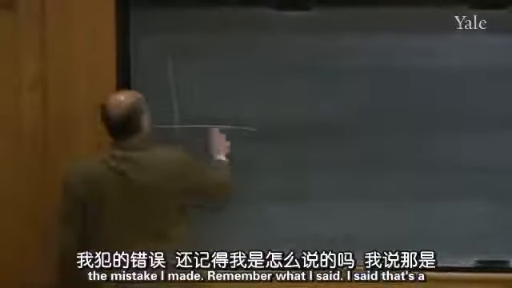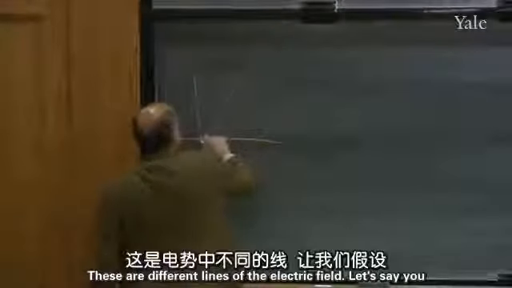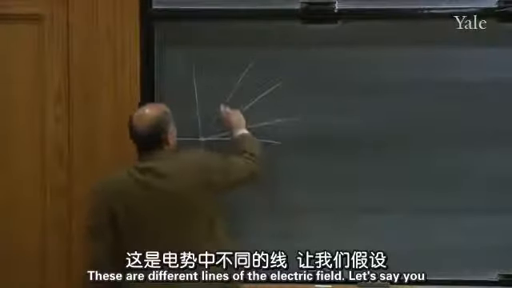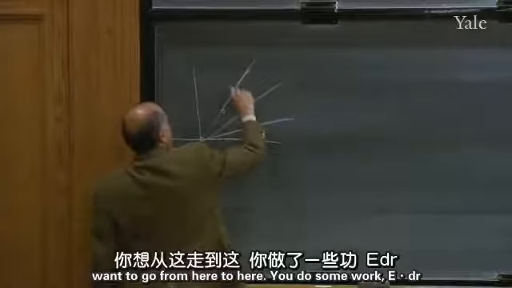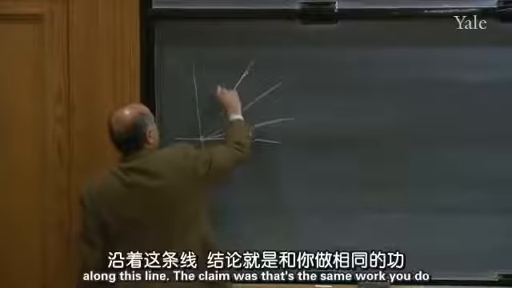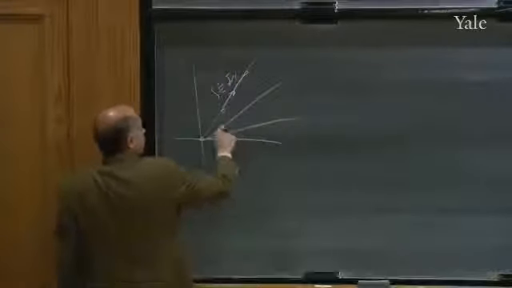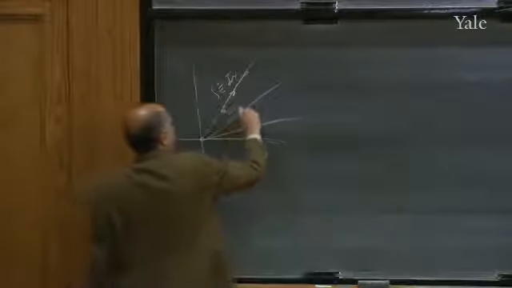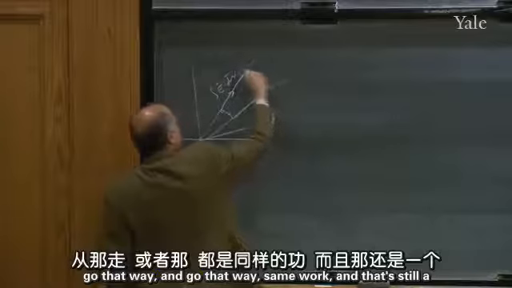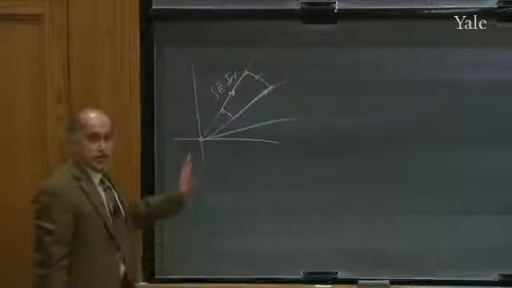Remember what I said. That's a potential due to a point charge. These are different lines of the electric field. Let's say you want to go from here to here. You do some work, E dot dr along this line. The claim was that's the same work you do if I take another path that looks like this. Go this way, go that way, and go that way. Same work, and that's still a correct statement.